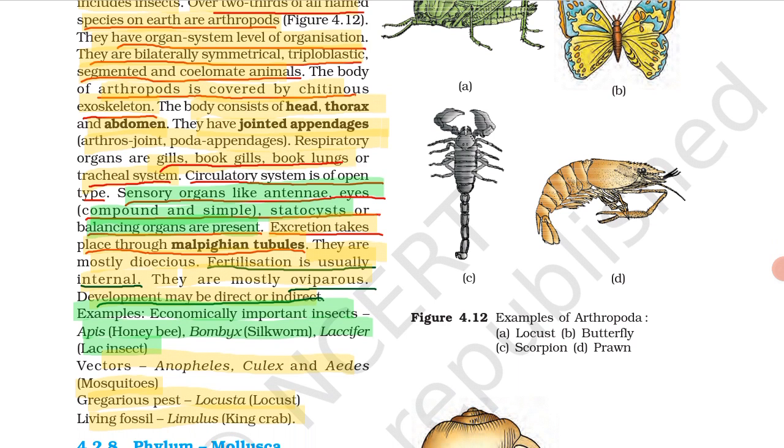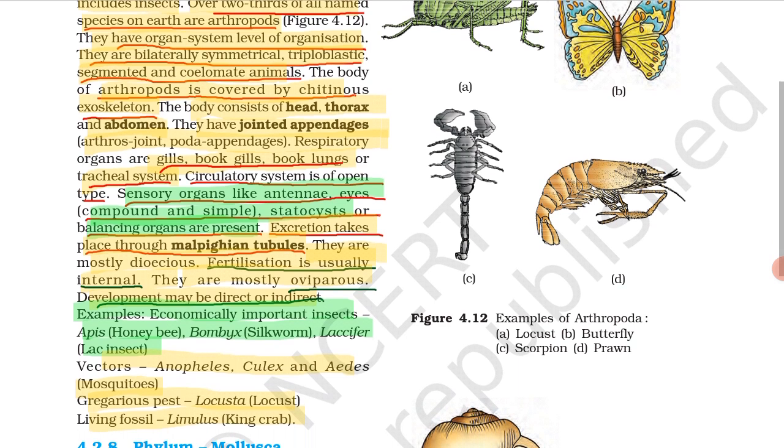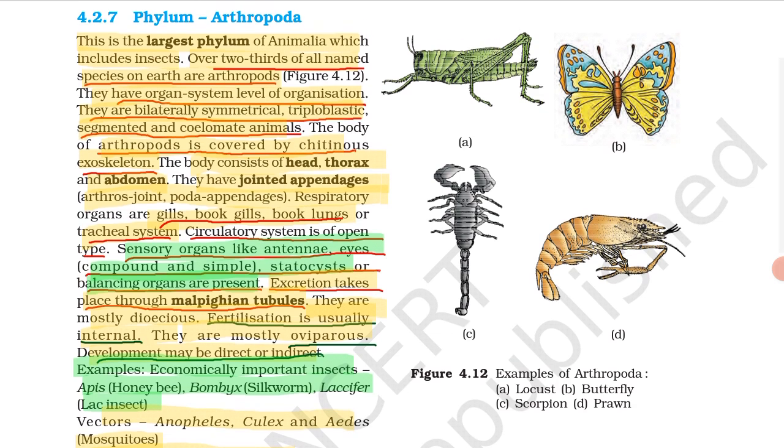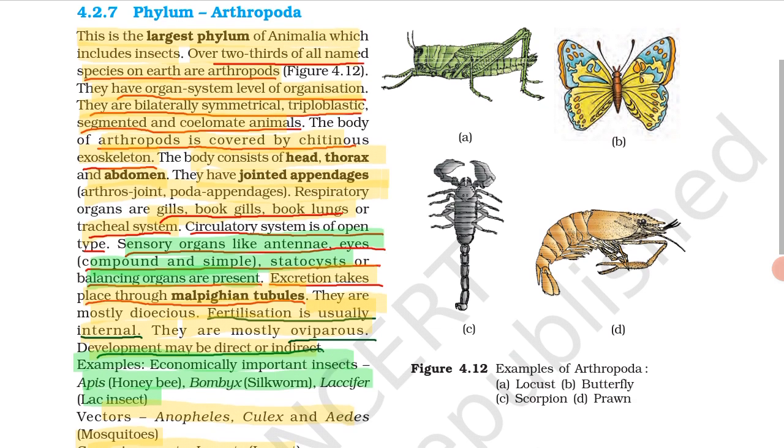Then examples: economically important insects Apis, honeybee; Bombyx, silkworm; Laccifer, lac insect. Vectors like Anopheles, Culex, Aedes are types of mosquitoes. Gregarious pest, Locusta or locust; living fossil, Limulus and king crab. So see once again the diagram of locust. Next is butterfly, scorpion and prawns.